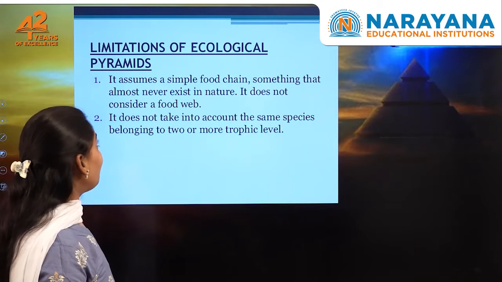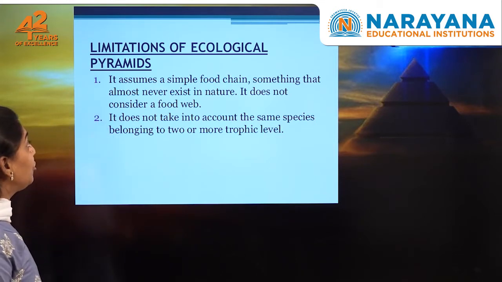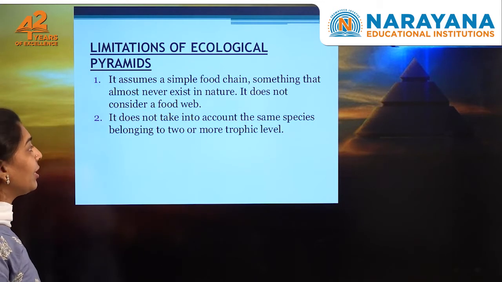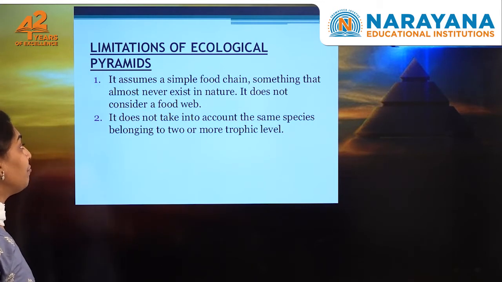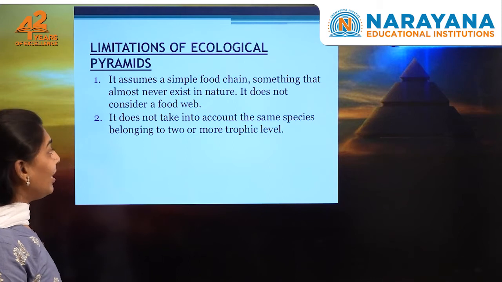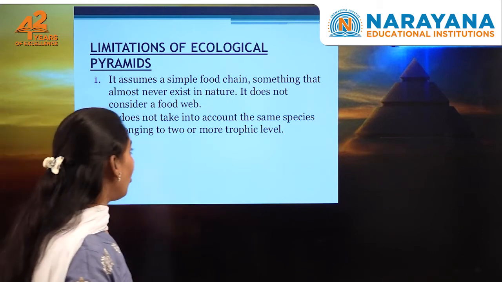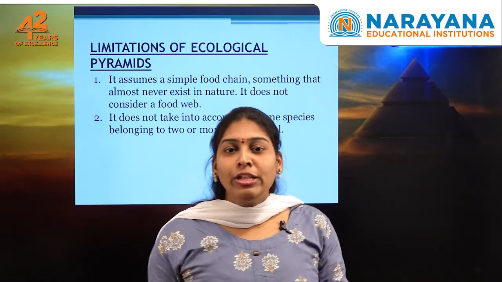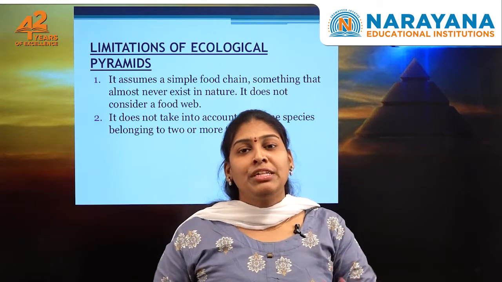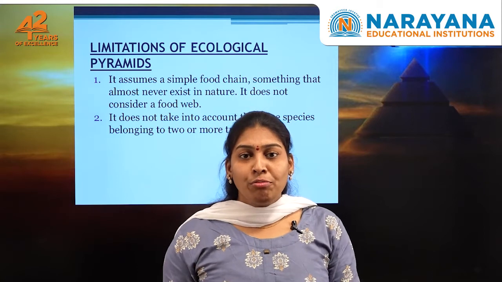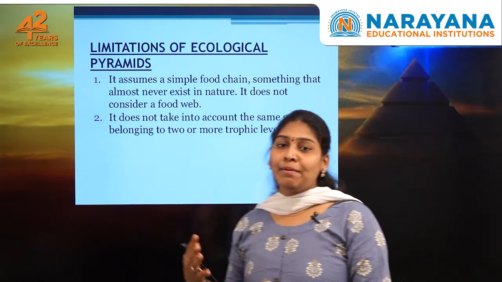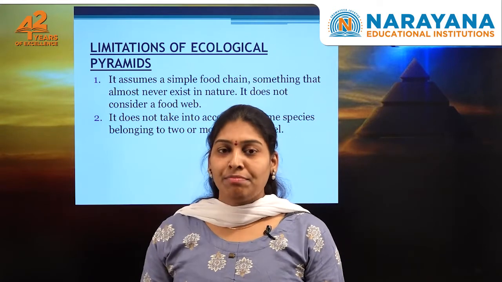So, limitations of ecological pyramids. It assumes a simple food chain, something that almost never exists in nature. It does not consider a food web. It does not take into account the same species belonging to two or more trophic levels. It doesn't show the food relationships of a food web, and two or more trophic levels cannot be shown in these pyramids.